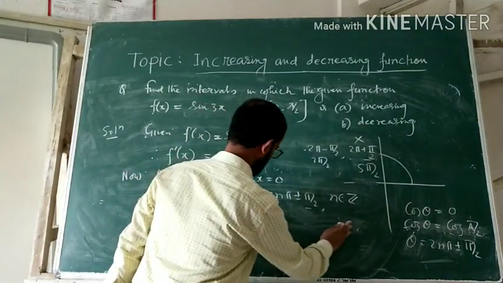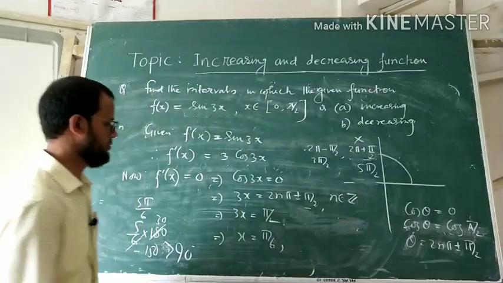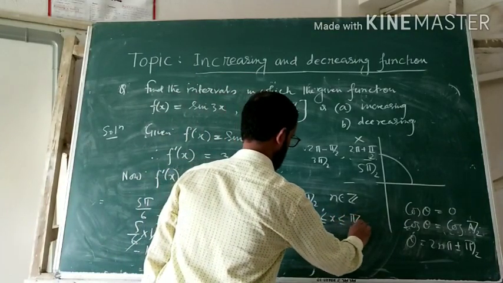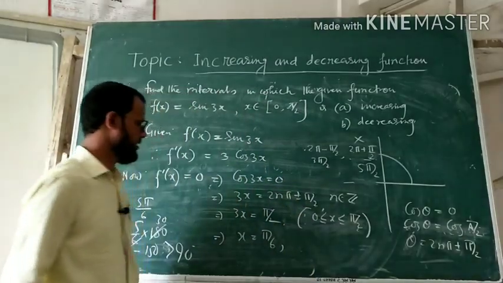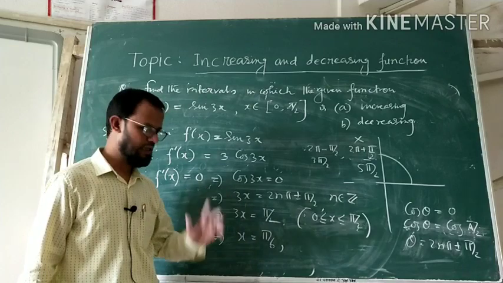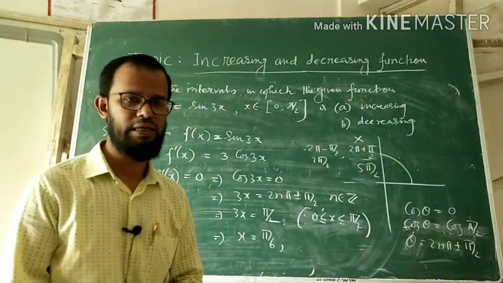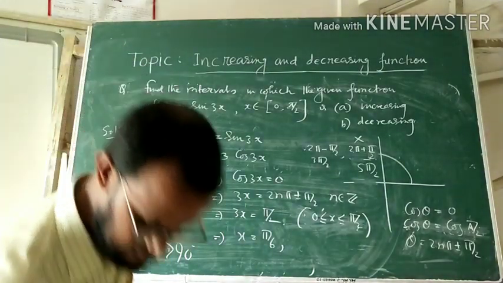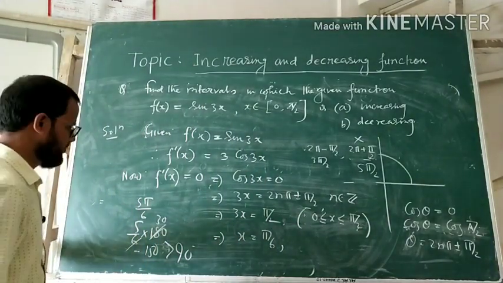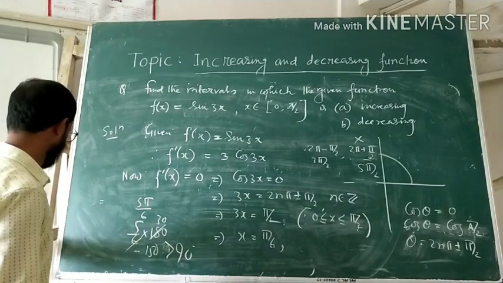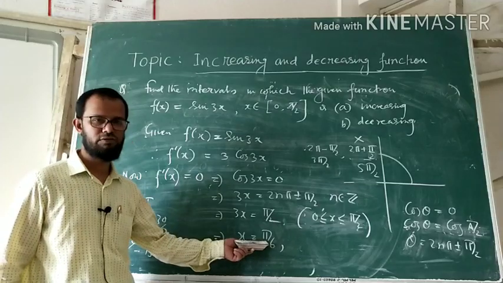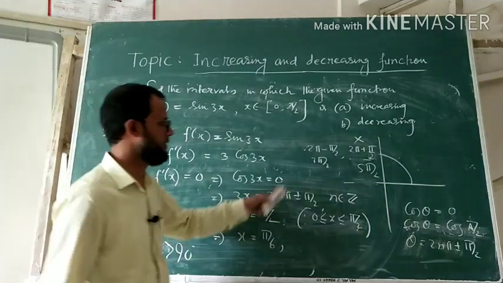So only the value 3x is equal to pi by 2. So you have to write here, since 0 less than equal to x less than equal to pi by 2, for this condition only pi by 2 will be satisfied. Ultimately x is equal to pi by 6 is the only critical point related to this particular f dash x. After putting f dash x is equal to 0, what you are getting, x is equal to pi by 6 is the only critical point.